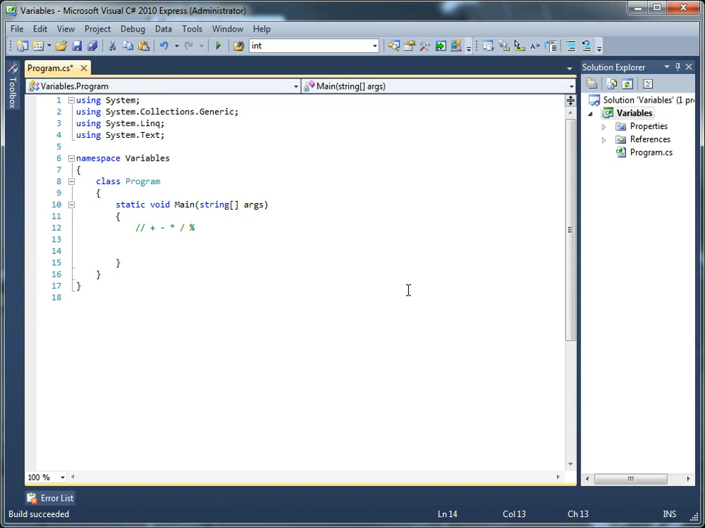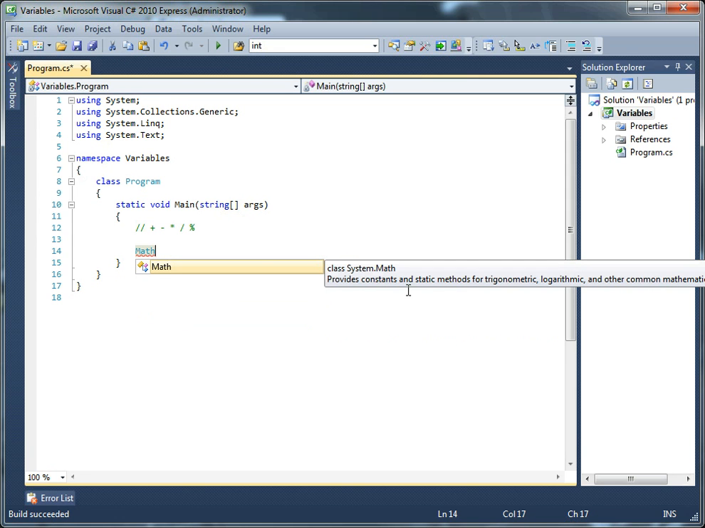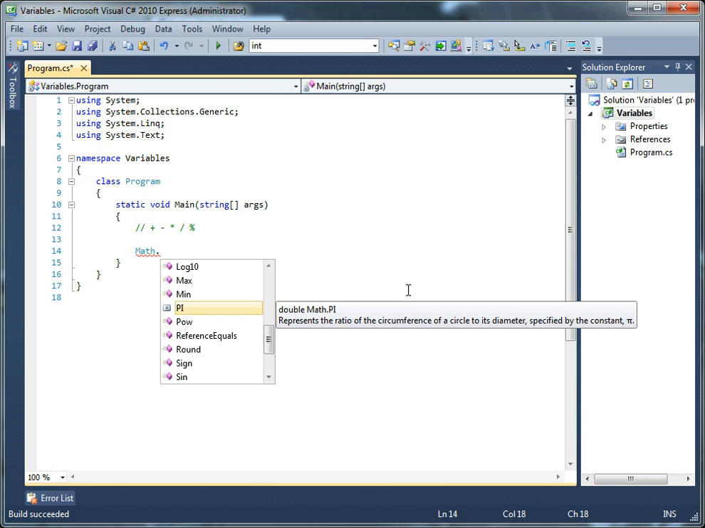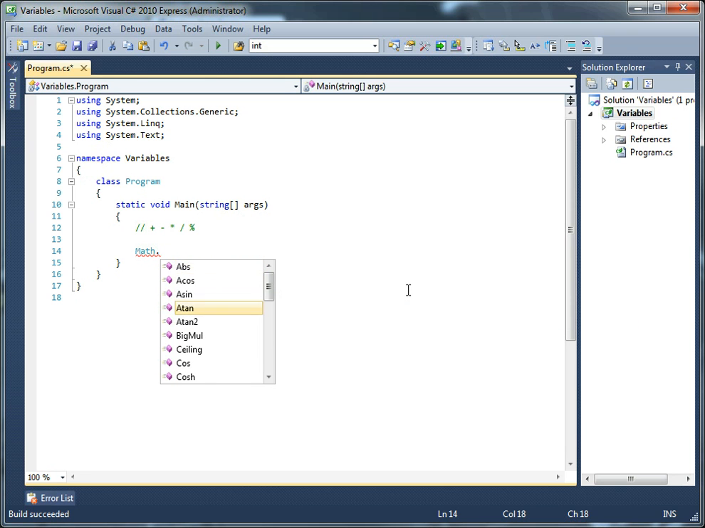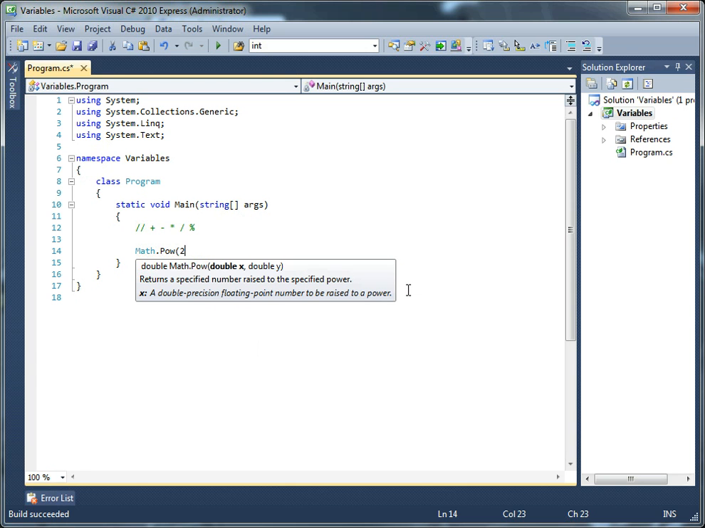Alright, I feel kind of bad for mentioning exponents when I was talking about PEMDAS and then I didn't show you how to use them, so let's do that real quick. It's Math, which is a class that lives in System, and then dot, and there's a bunch of stuff in here. There's a constant for pi, there's a bunch of trig functions, and the one we want is Pow, or power, which is our exponent. And I'm going to do 2 to the 8th power.